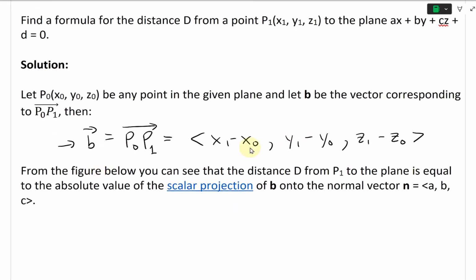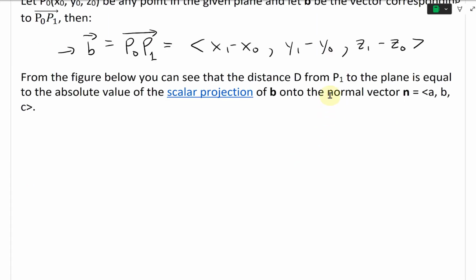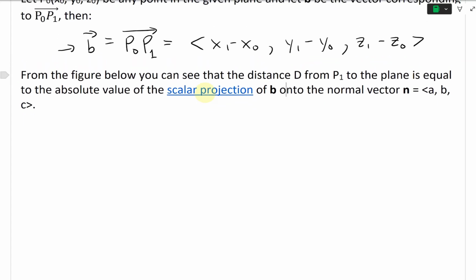Alright, so now that we have this, from the figure below you can see that the distance d from P1 to the plane is equal to the absolute value of the scalar projection of b onto the normal vector n equals ABC. So let's make sense of all this. And recall from my earlier video, scalar projection, I put a link to that one there. Yeah, so let's just make sense of all this and let's graph stuff out.